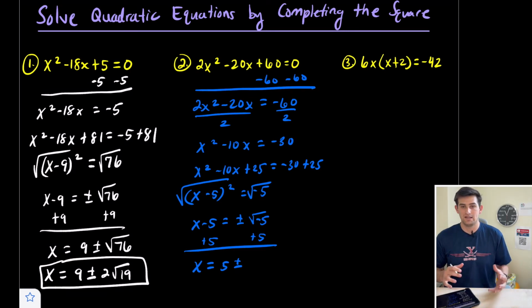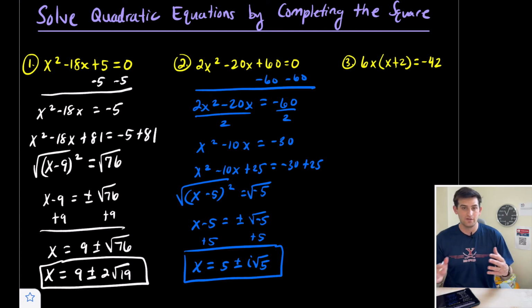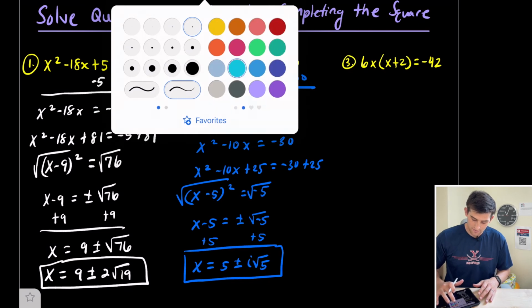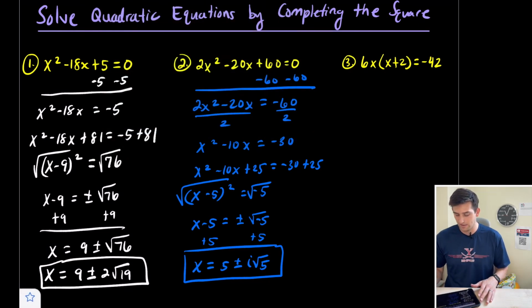Remember, we can write that as the square root of 5 times the square root of negative 1, and the square root of negative 1 is i. So we can write this as plus or minus i root 5. Okay, so 5 minus i root 5 and 5 plus i root 5. All right, in our last example, number 3, we have 6x times a quantity x plus 2 is equal to negative 42. So we should go ahead and distribute this 6x.